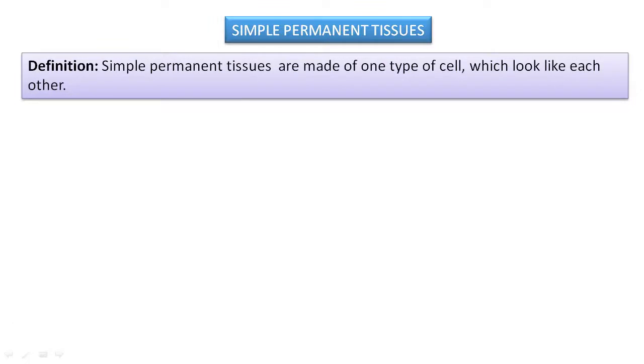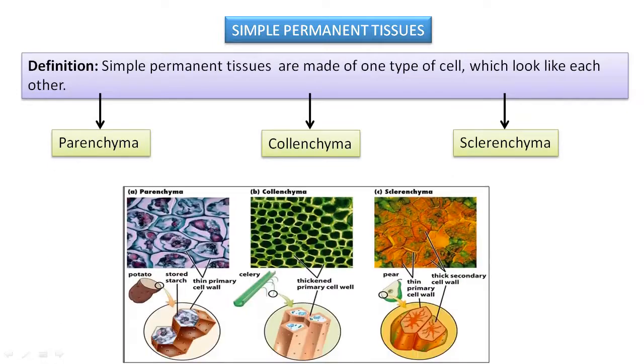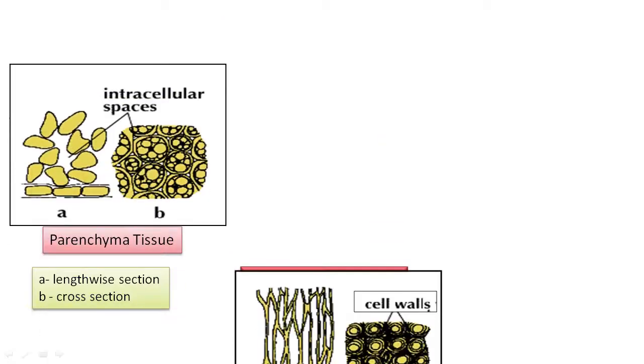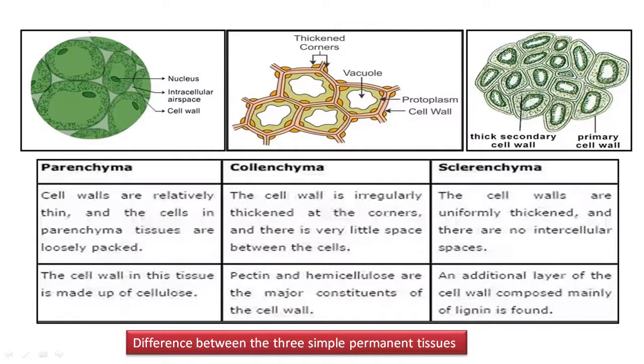Simple permanent tissues are made of one type of cell which look like each other, and there are three types of simple permanent tissue: parenchyma, collenchyma and sclerenchyma. Here is a picture showing the different types of simple tissues. In parenchyma tissues, the intercellular space is more, whereas it is very less in collenchyma cells, and in sclerenchyma cells there is no intercellular space. Let me explain it with the differences.